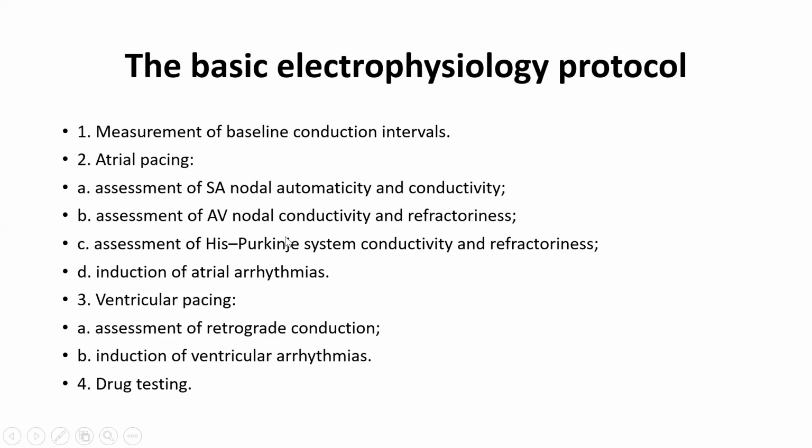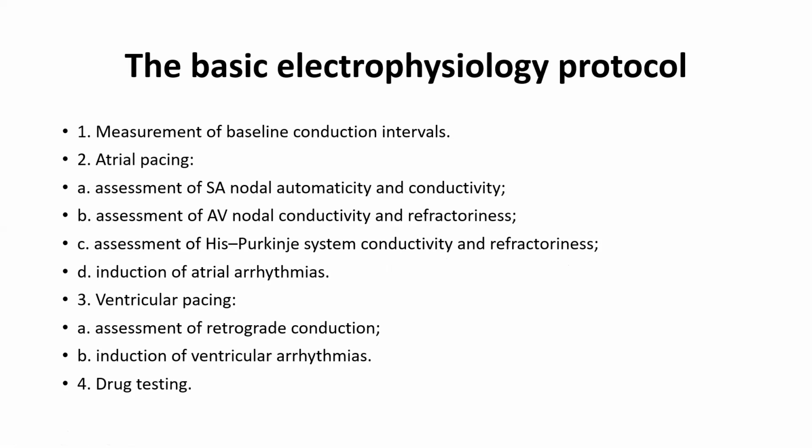We also test the conducting activity of the AV node and how much refractory period or refractoriness it has. We all know that the AV node can block multiple impulses, excess impulses coming from the atrium. So you want to test that it has a high refractory nature. So also we are testing the conduction across the bundles, its bundle branches, and their refractoriness. Also, we want to test for inducing arrhythmias in the atrium.